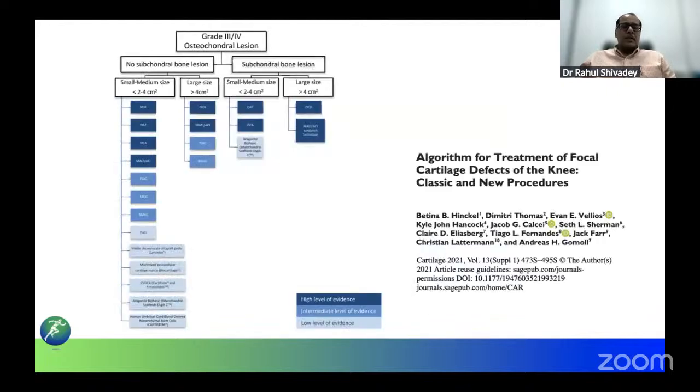If you see this algorithm, which was developed in 2021 and published in the Cartilage journal, you can see that there was a large requirement for small to medium size lesions, classified as up to 4 centimeter, where there is a definite role that osteochondral autograft transfer plays. Even in larger lesions, some surgeons have extended the indications, and we do find certain surgeons using it even for larger lesions.